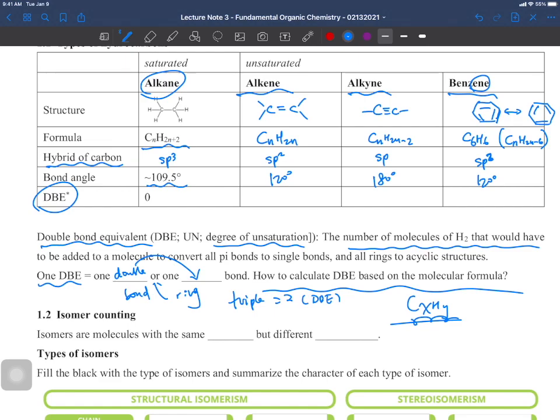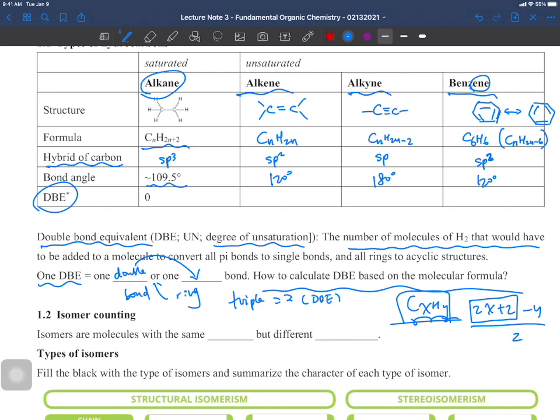Yeah. So if we have a formula like this, does this make sense to you? If we say the DBE is (2x plus 2 minus y) divided by 2. So what is the 2x plus 2?